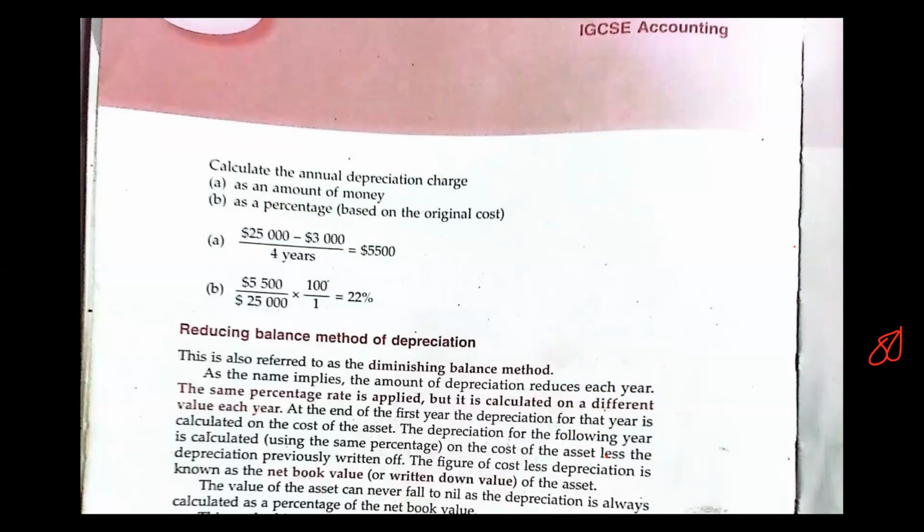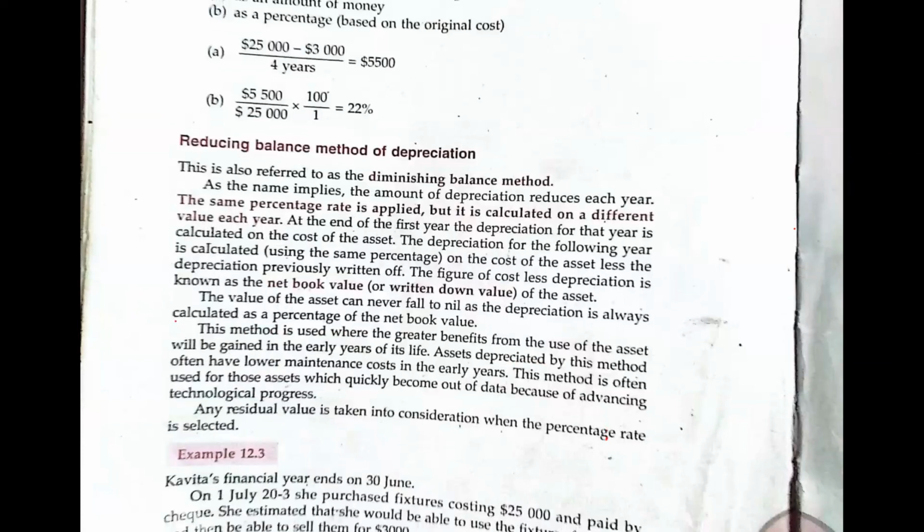Okay, let's proceed. So the second method that we use is the reducing balance method. The reducing balance method is also called the diminishing balance method. So in case you come in an exam, you find the question asking you to use the diminishing balance method, it is still the same. It's the reducing balance method. Don't say that the teacher did not say anything about this.